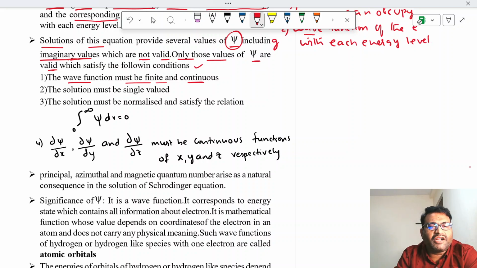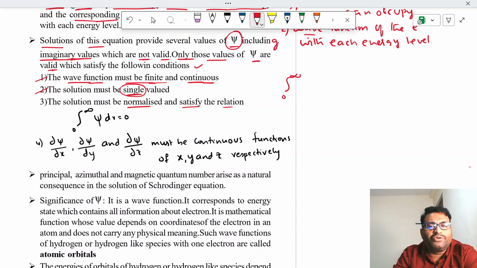There are some conditions by which we can identify that some of the psi values are valid. The first condition is that psi must be a finite value, and it should be continuous. The second one is the solution must be single valued, then only it will be valid. Single valued means a single value. And the solution must be normalized and satisfy the relation.